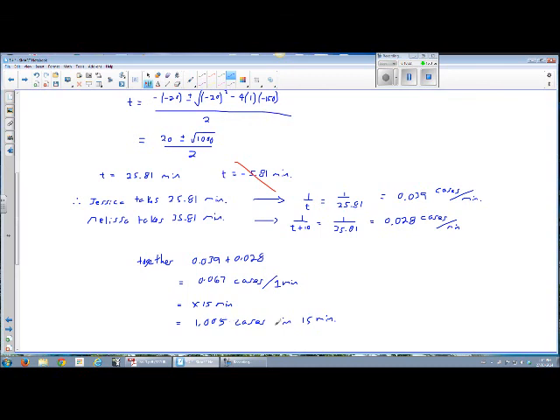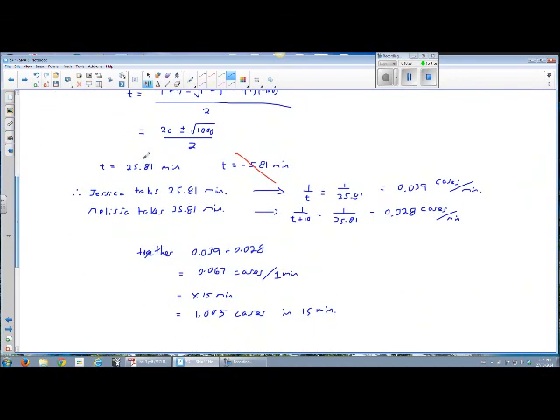Okay, so that would be the full solution. Hopefully you at least got 25.81 and negative 5.81 minutes, and then you can draw your conclusions from there.